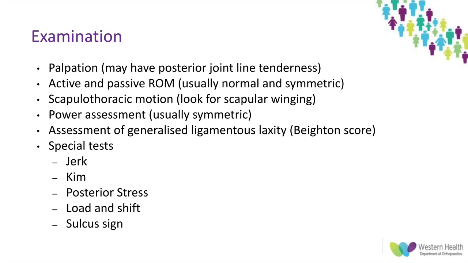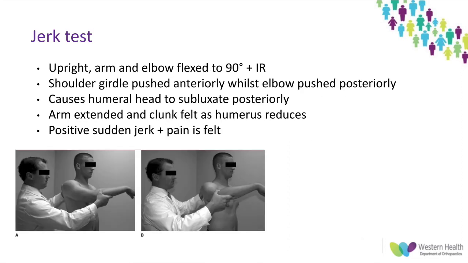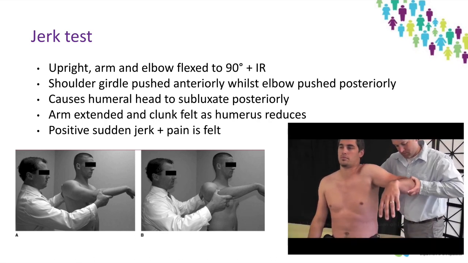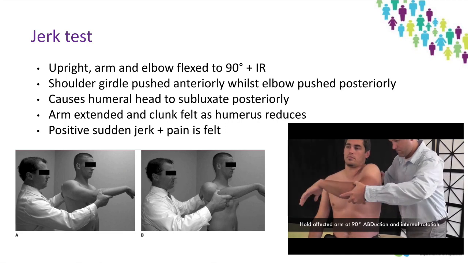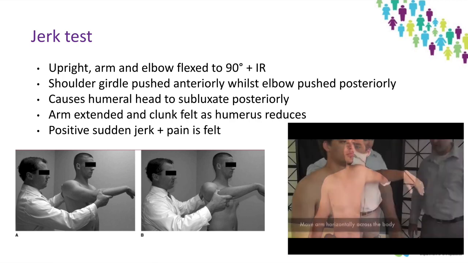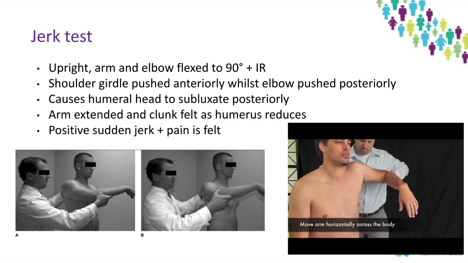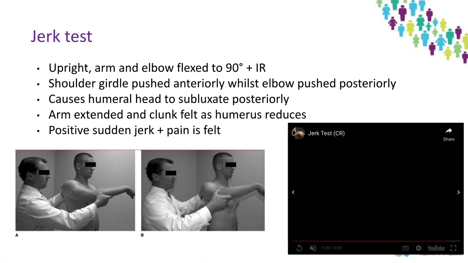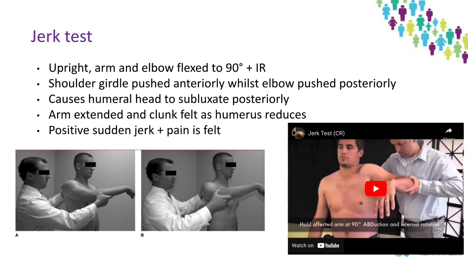There are a number of special tests that are relevant in posterior shoulder instability, and I will go through all of those in detail. The first one is the jerk test. So this is with the patient upright, with the arm and elbow flexed to 90 degrees and with internal rotation. The posterior shoulder girdle is stabilized and pushed anteriorly, whilst the elbow is pushed posteriorly. This causes the humeral head to subluxate posteriorly, and then the arm is extended, and as the arm is extended, a clunk is felt when the humerus reduces. The test is positive when you get a sudden jerk and the patient feels associated pain.